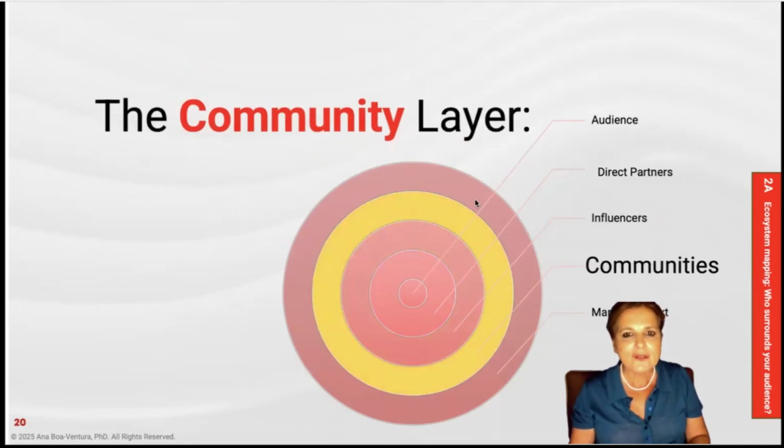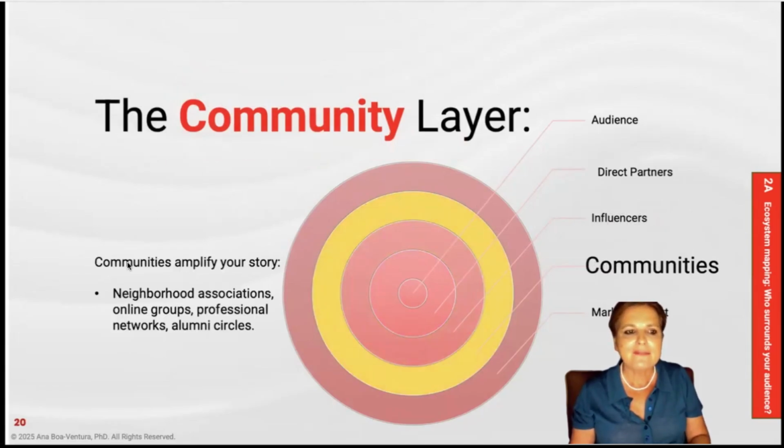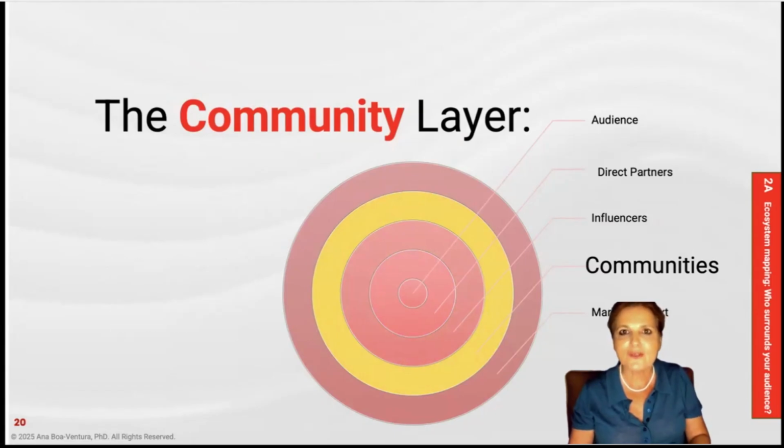And then the community layer comes next. The communities amplify your story. These are the neighborhood associations. These are the online groups. These are the professional networks, the alumni circles. This layer can also amplify the story of your business. So you'd better know who these communities are that are actually impacting your business.